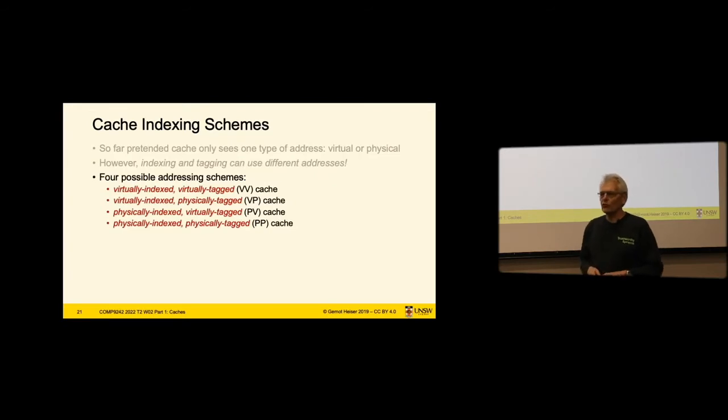And there's four possible combinations. There's the virtually indexed, virtually tagged cache, the so-called VV cache, that uses the virtual address for both. And then there's the virtually indexed physically tagged cache, the VP cache. So this one uses the virtual address for indexing, but the physical address for tagging. Why would that make sense?